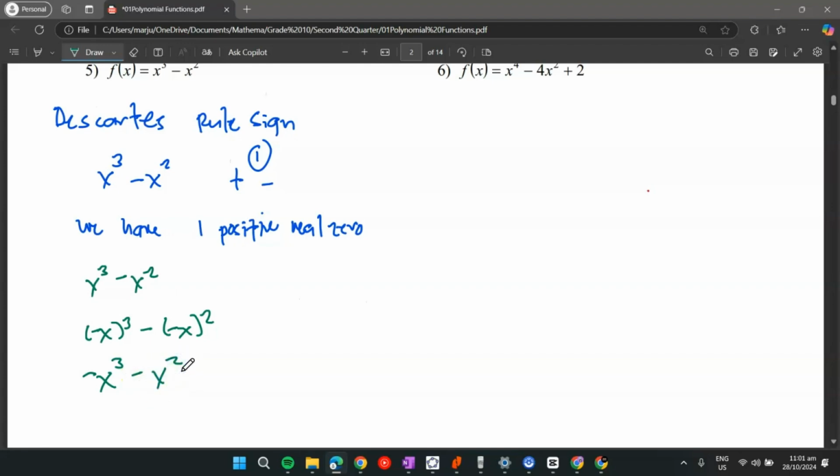And then, the same as with the positive real zeros, we count the change of sign. We have negative and then negative, so we don't have any change of sign, and we can say that we have 0 negative roots. So again, we have 1 positive real root and 0 negative real roots.